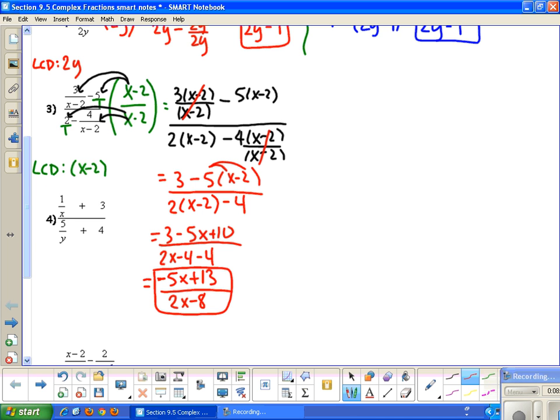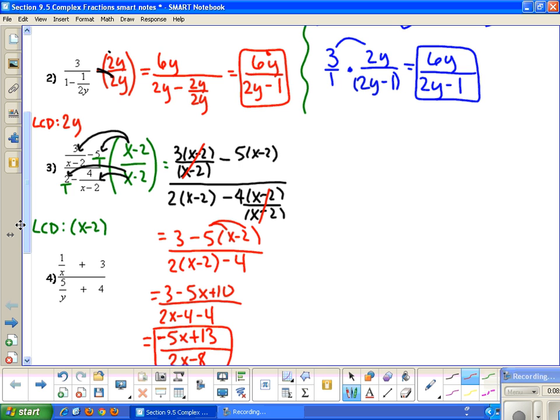So that's one way. And again, when you're doing that way, you're basically canceling out all of your denominators so that you don't have to work with a complex fraction. Now let's do the second way. So this is way number 2. So for way number 2, I'm going to rewrite the problem.